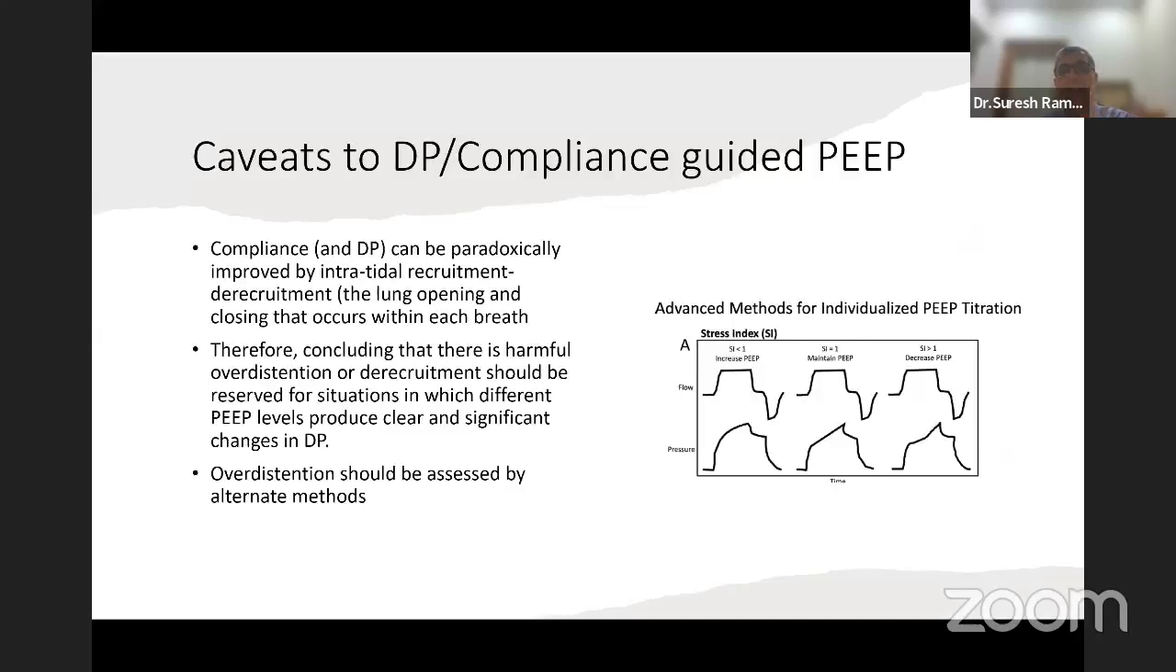But you have to remember the caveats to this guided PEEP titration. Compliance and driving pressure can be paradoxically improved by intra-tidal recruitment and de-recruitment. Therefore, concluding that there is harmful over-distension just on the basis of DP and compliance is not right. You need to look at the stress index, and you can look at the pressure time scalar. In any medical field, with any monitoring tool, you don't rely on only one data point. So you're looking at compliance and DP and also at the stress index at the same time. Over-distension should be assessed by alternate methods also.